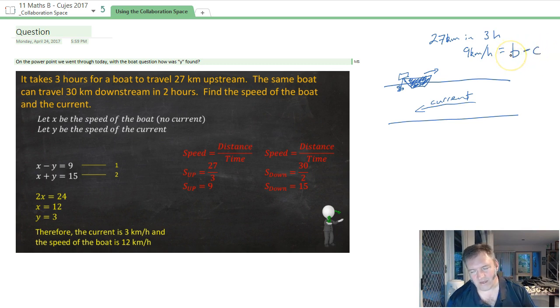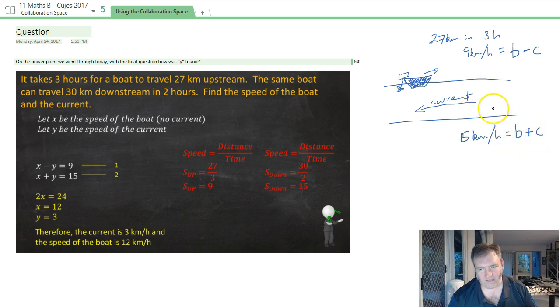So even though the boat might say it's going at 20, if the current's pushing back the other way at 17, my effective speed would only be 3 kilometres per hour. Same sort of thing. So the boat's going in this direction, the current's against it, so it's B minus C. Going the other way, we've got 30 kilometres in 2 hours, which of course is 15 kilometres per hour. And that's made up of the boat speed plus the current.